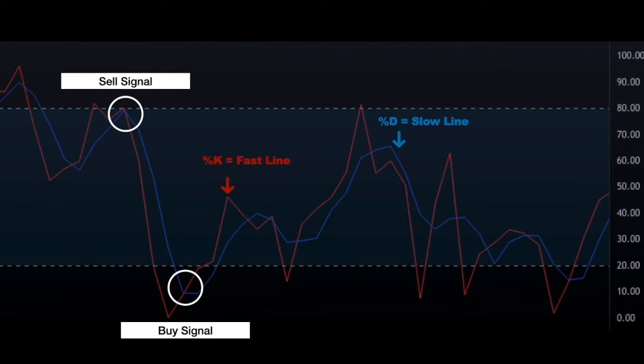Once the indicator arrives in the overbought or oversold area, you have to wait for the red line to cross the blue line in the direction of the new trend, giving us further confirmation. This intersection must be combined with price action analysis, having candlestick closures that confirm the new direction.